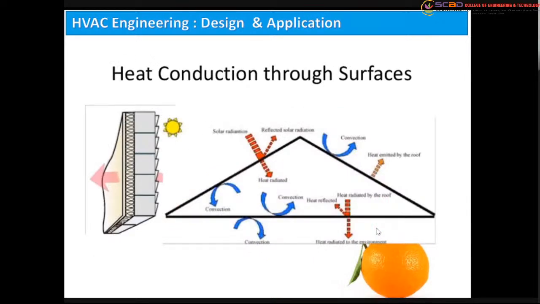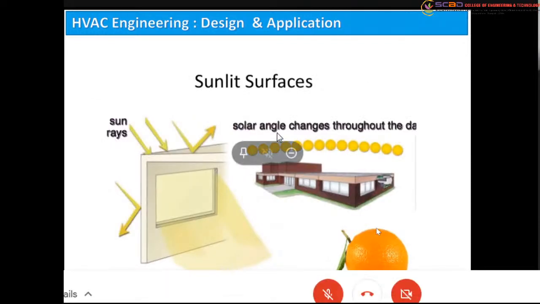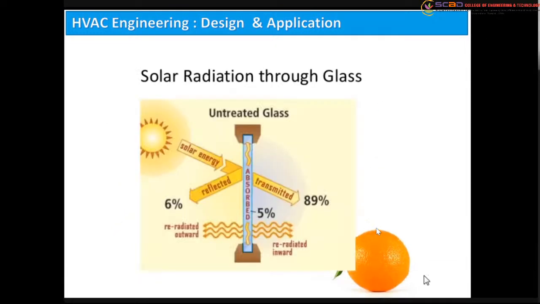This is how, when you design a building, you consider heat conduction through surfaces, then sunlit surfaces, and when you have a rooftop, how we are going to consider that, what design you are going to do. Solar radiation, how it transfers through untreated glass. When you have untreated glass, 89% is transmitted through the building, 6% is reflected, 5% is absorbed. So whatever heat is from the sun, it directly goes inside the building. So it should have treated glass.